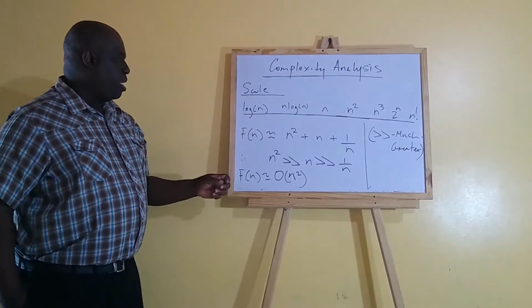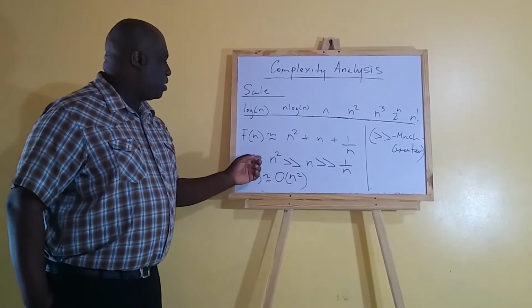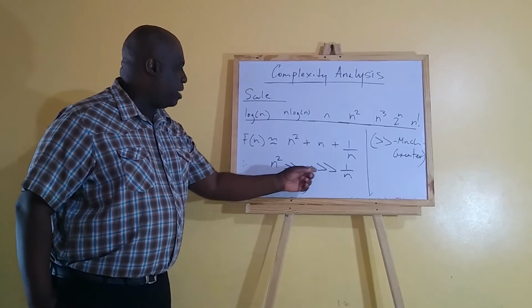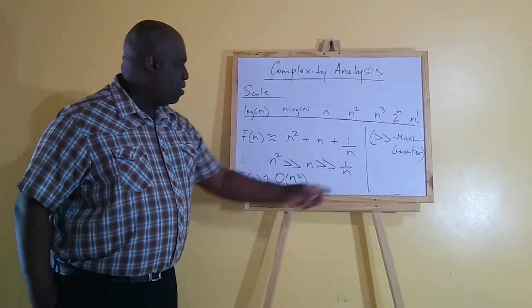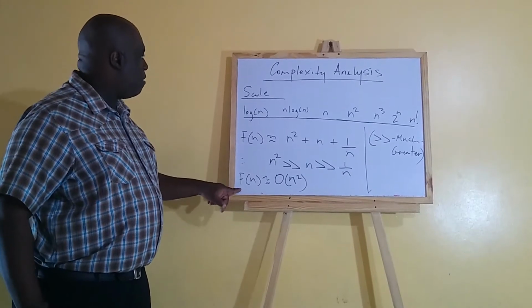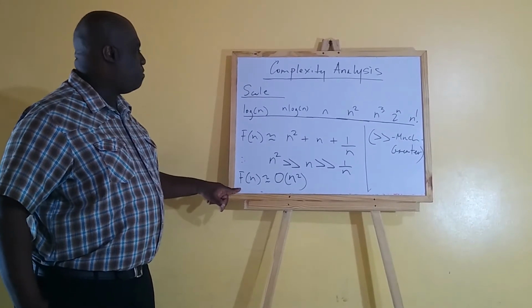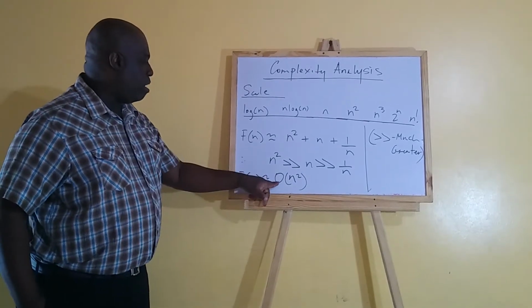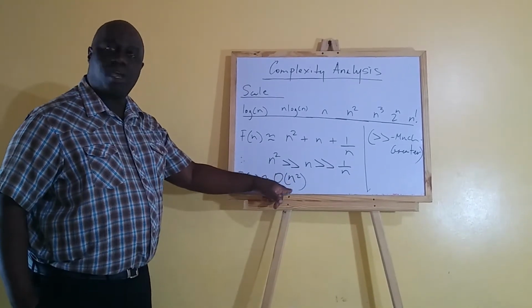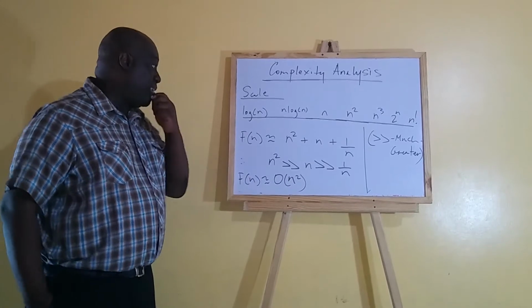Than n. And similarly then, n squared is much greater than n and much greater than what? 1 over n. Therefore it means that the functional complexity of this operation is such that f of n is approximately of order n squared, because n squared is going to come in last.